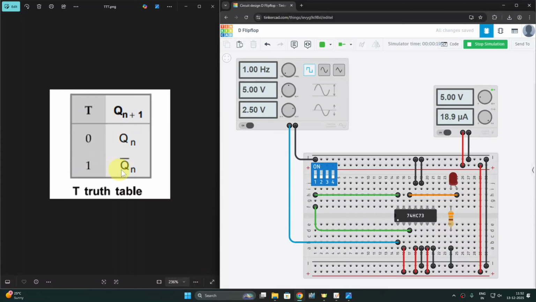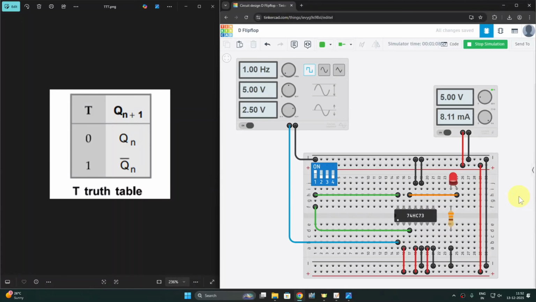Now I will take T equal to 1. Now your T flip-flop should be in toggle mode, so it should change its output continuously. So make T equal to 1. So friends, now you can see your LED is continuously turning on and off, meaning your T flip-flop is now in toggle mode. It is continuously toggling between 0 and 1 respectively. Okay. So friends, in this way you can perform the experiment on the T flip-flop.